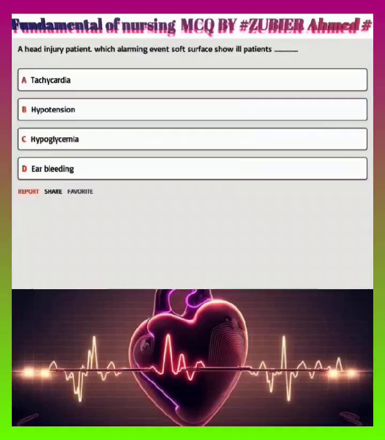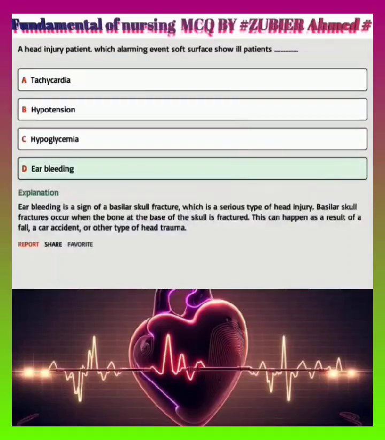In a head injury patient, which alarming event shows the patient is ill? A. Tachycardia. B. Hypotension. C. Hypoglycemia. D. Ear bleeding. Correct answer: Ear bleeding is a sign of a basilar skull fracture, which is a serious type of head injury. Basilar skull fractures occur when the bone at the base of the skull is fractured. This can happen as a result of a fall, a car accident, or other type of head trauma.